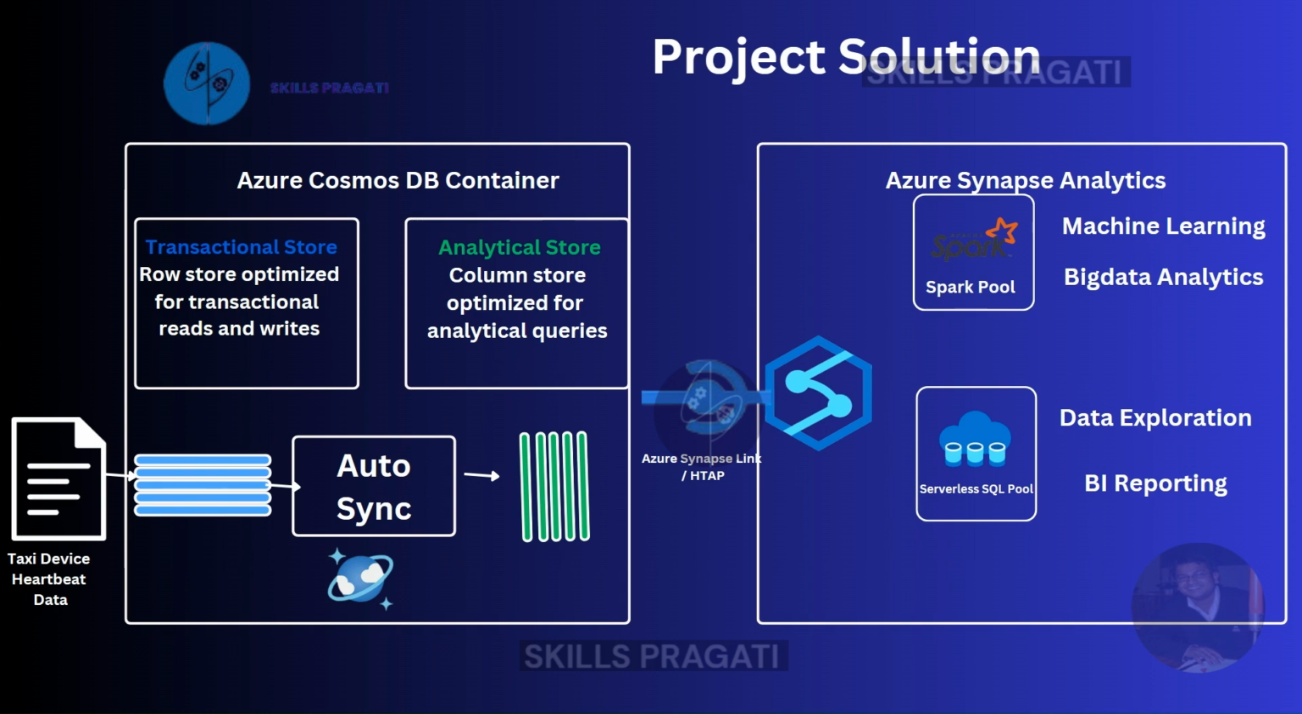Our main focus here is to read the data from the analytical store in Cosmos DB. We can also query the transactional store, but that's not the focus for us. With the introduction of Synapse Link, Analytical Store gives us the best performance, and that's what we're trying to learn here. Now that we understand the project requirements and the solution, let's start building it.